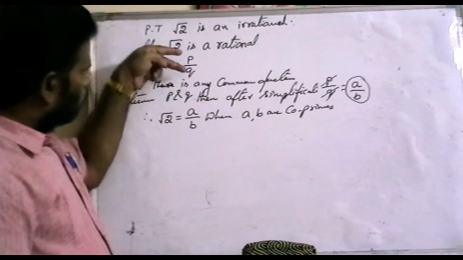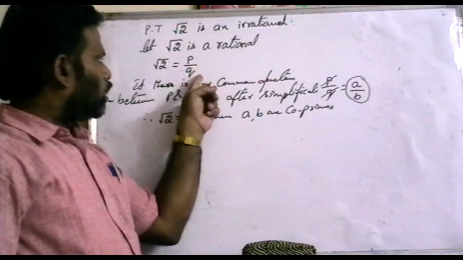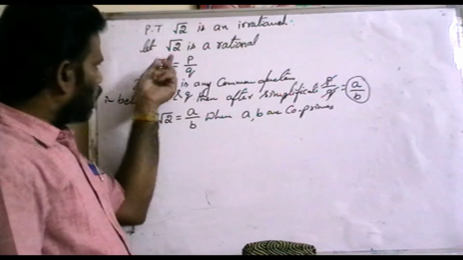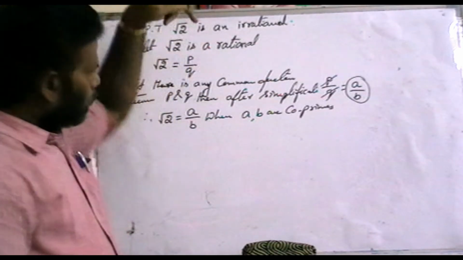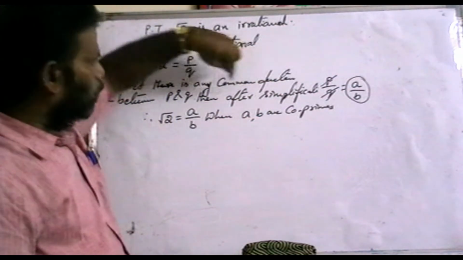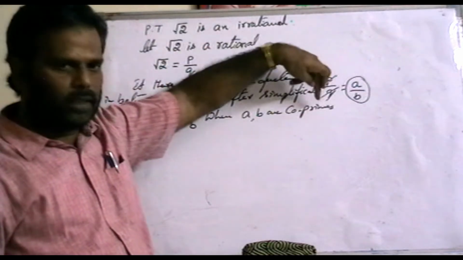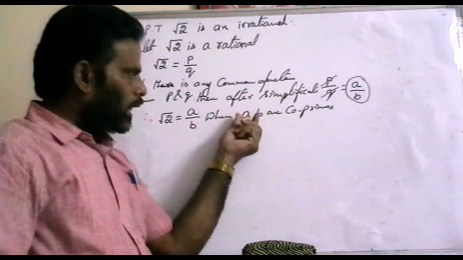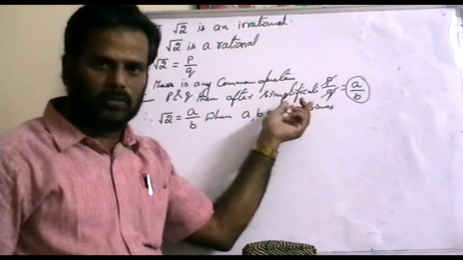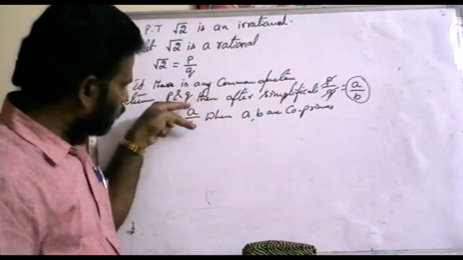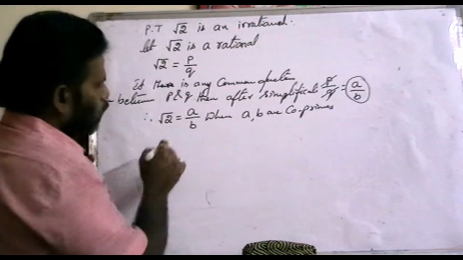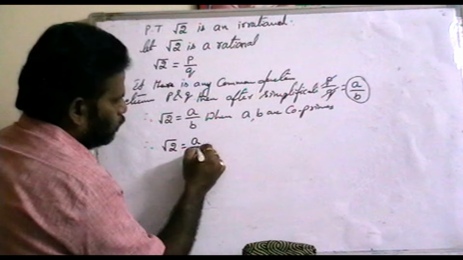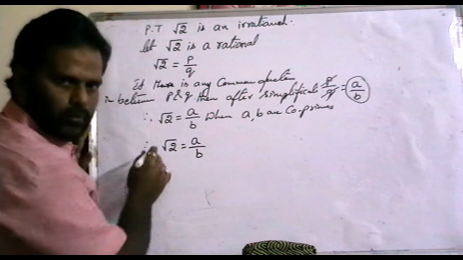Why? Because if root 2 is a rational number, then we can write it in the form of p by q. In this p by q, if there is any common factor, then after simplification we will get something like a by b. So root 2 is equal to a by b, where a and b are co-primes. Co-primes means there is no common factor between a and b. Right? Therefore root 2 is equal to a by b.